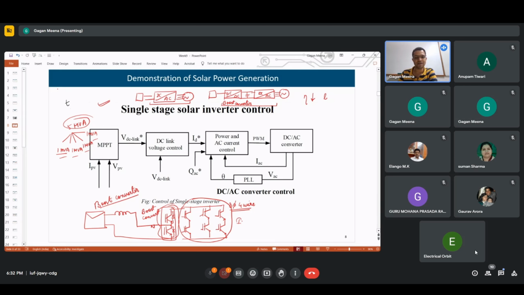Which of the following is correct with respect to DC fast charger? Fast charging operation is done in constant voltage mode. Is it correct? We didn't discuss this. No, sir. Voltage will drop during fast charging.